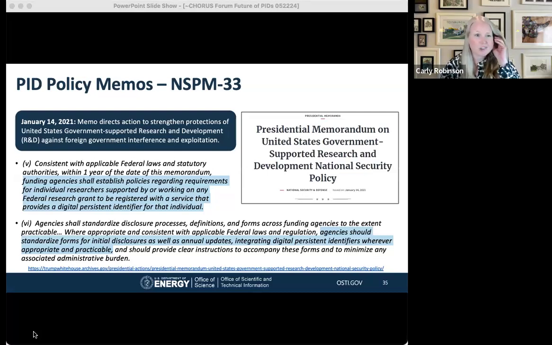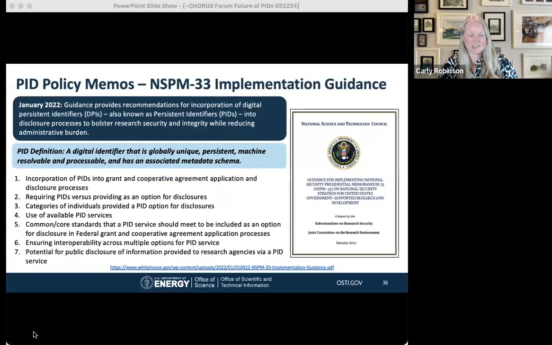So this is the first guidance that we had received from the White House to agencies that includes persistent identifiers. And if you go to the next slide, this came out at the end of the last administration. When the new administration came in, there were questions about what their expectations would be for this memo. And so the new administration worked with federal agencies to develop the NSPM 33 implementation guidance to give more guidance to agencies about exactly what the expectations are for this memo. And there's an entire section around persistent identifiers, which is really helpful.